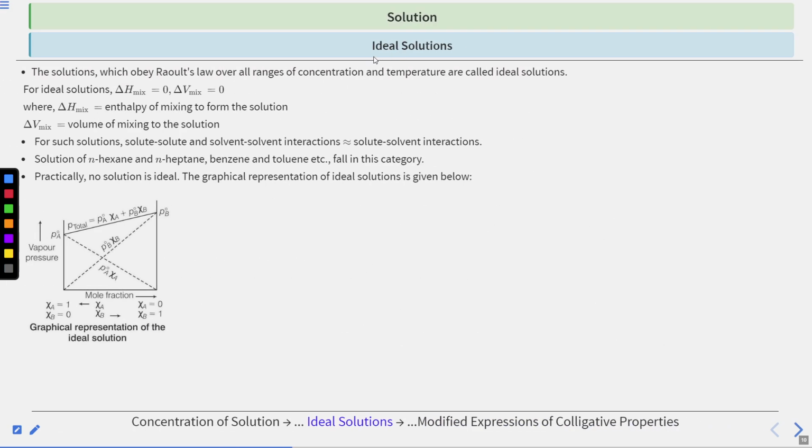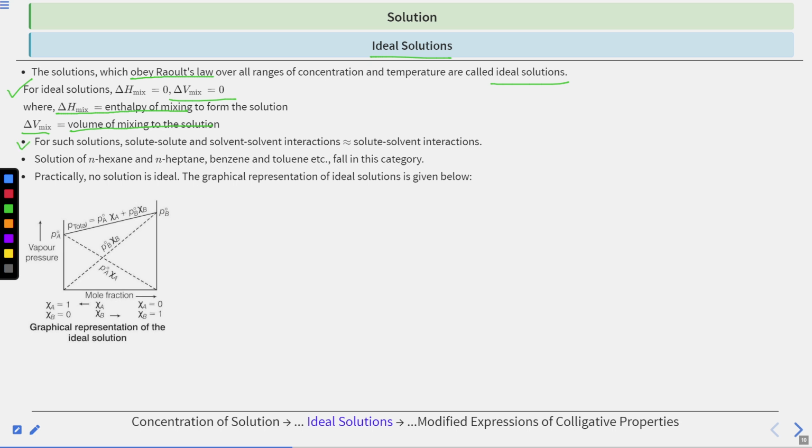Now we study ideal solutions. The solutions which obey Raoult's law over all ranges of concentration and temperature are called ideal solutions. For ideal solutions, ΔH mix, that is the enthalpy of mixing to form the solution, is equal to 0, and ΔV mix, that is the volume of mixing, is also equal to 0. So both these terms, enthalpy of mixing and volume of mixing, are 0 for any ideal solution.